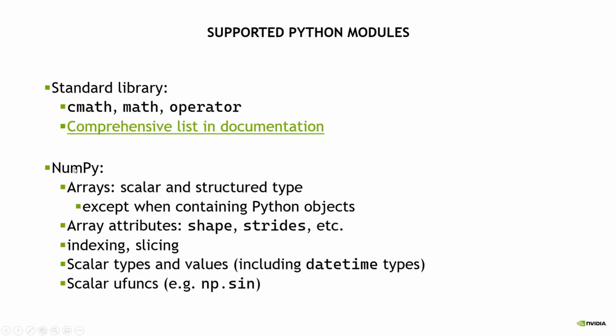The other main module that we aim to support is the NumPy module. It supports all kinds of NumPy arrays of scalars and structured types, except arrays that contain Python objects. They can only contain numeric values. Attributes on those arrays, like the shape and the strides, are supported, and you can index arrays and slice them, so it's relatively easy to manipulate the shape of things. Datetimes are supported in kernels, and some of the scalar NumPy functions that accept a scalar and return a scalar are supported as well.